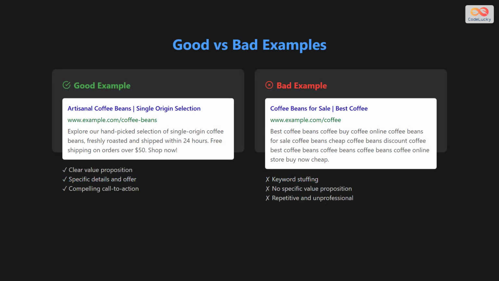Let's compare a good meta description example against a bad one. The good example for an artisanal coffee bean page includes a clear value proposition, specific details, and an offer, and also has a compelling call to action. On the other hand, the bad example uses keyword stuffing, has no specific value proposition, and is repetitive and unprofessional. See how the good example clearly communicates value and encourages a click, while the bad example does not.